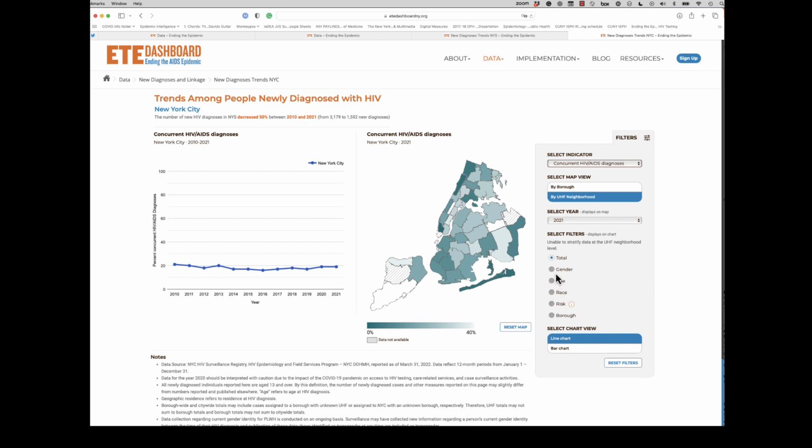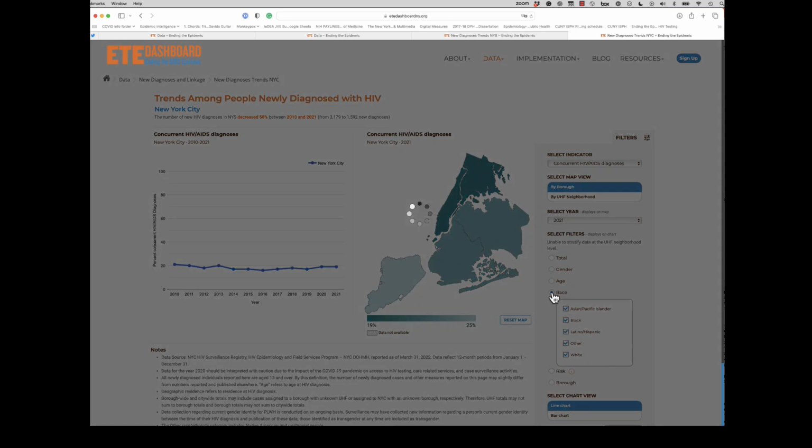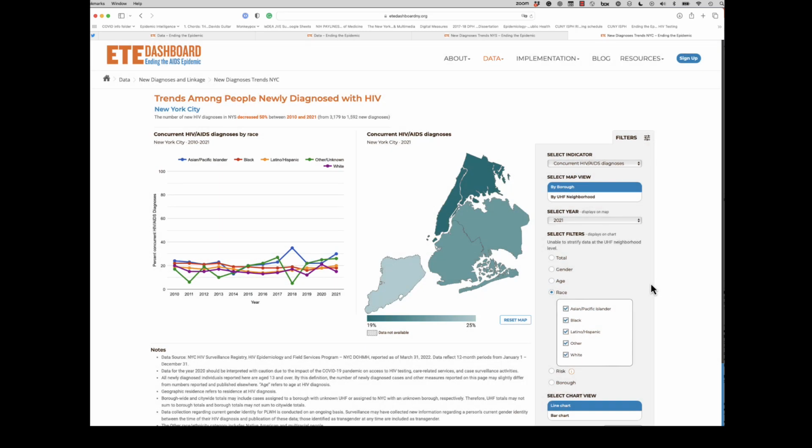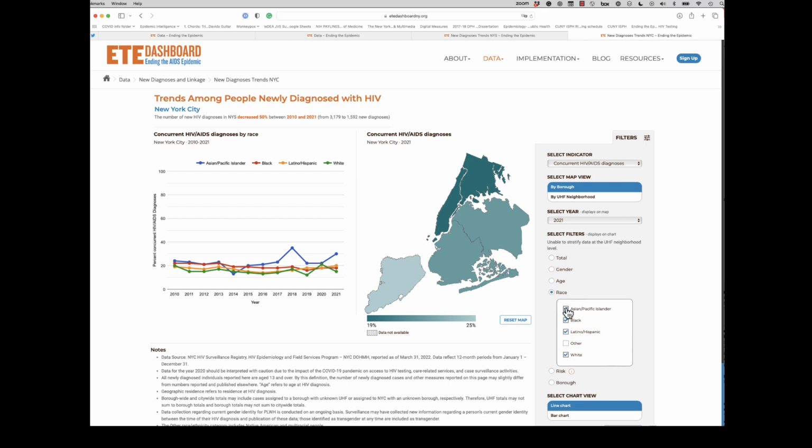And you can also break it down by different groups. If you go back to the borough level map, you can break down this indicator by different groups, and you can toggle them on and off if you want to simplify the graph that you're looking at, for example.